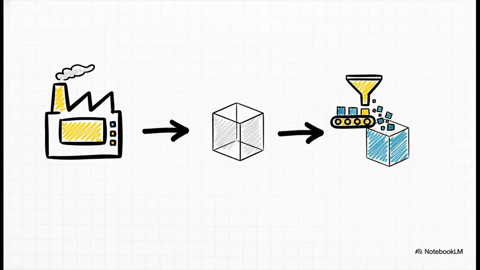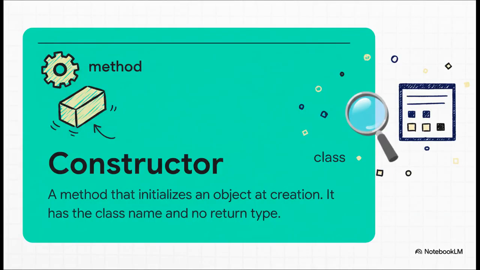What we really want is for a box to be born fully formed and ready to go from the very beginning. And the answer is something called a constructor. A constructor is this special kind of method that runs automatically, just one time, at the exact moment an object is created. Its whole job is to handle that initial setup. You'll notice it always has the same name as the class, in this case Box, and it has no return type at all, not even void.